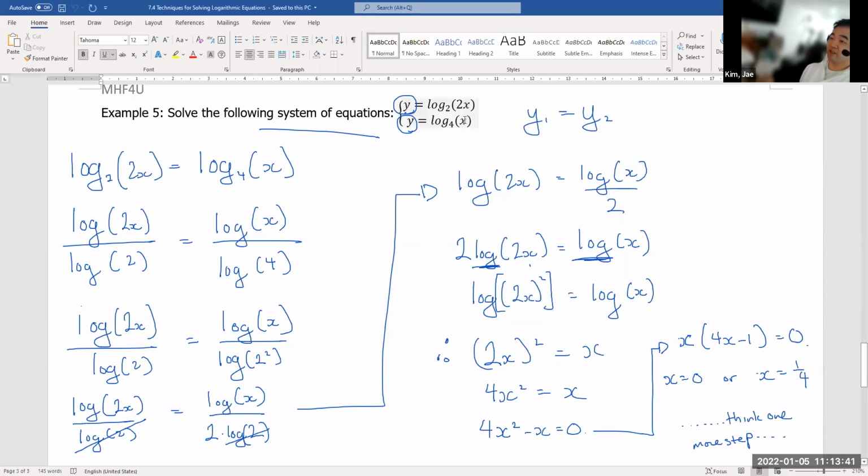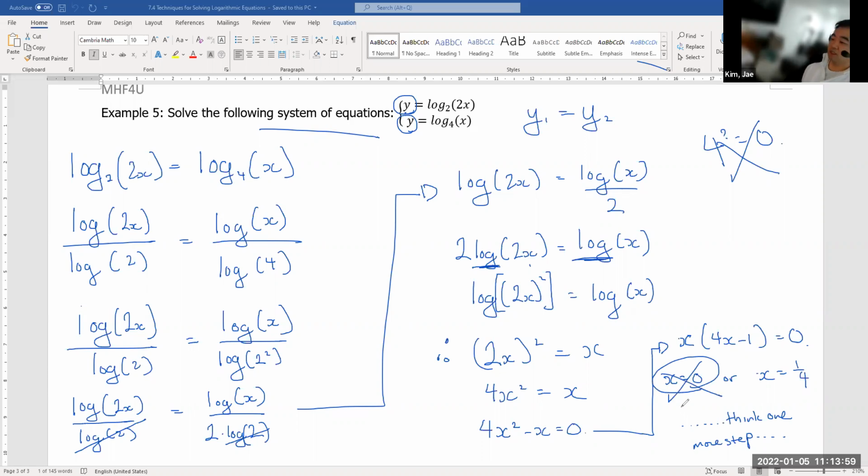But if I have the x value as a 0, what happens to the actual logarithm? Well, it's not possible to do, right? 4 to the power of what gives me a 0? Like 4 to the power of what gives me a value of 0? Nothing. And therefore, this once again has to be rejected. It's an extraneous root.